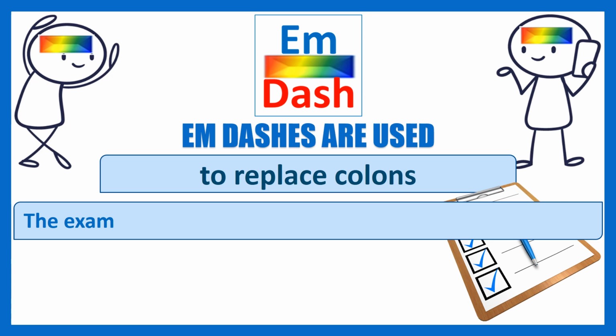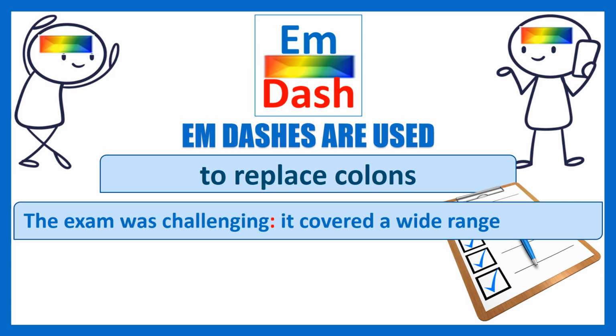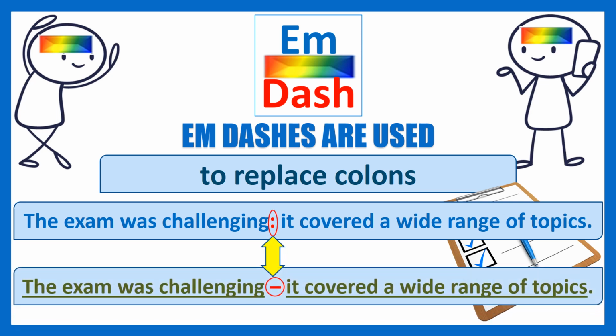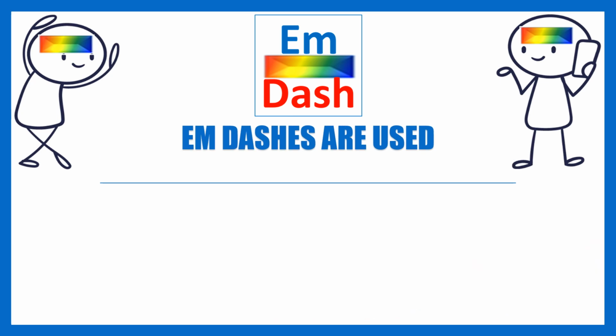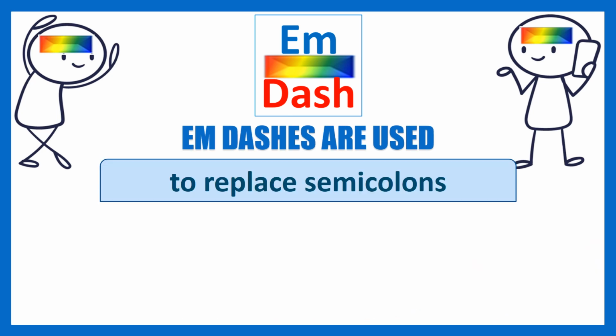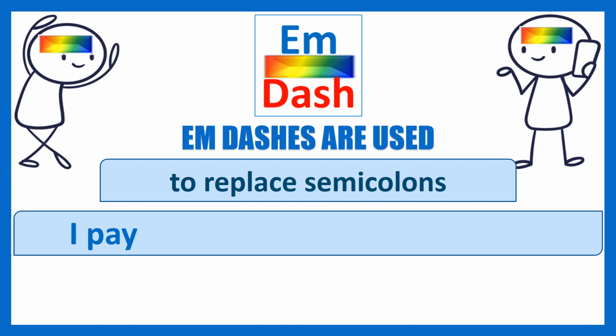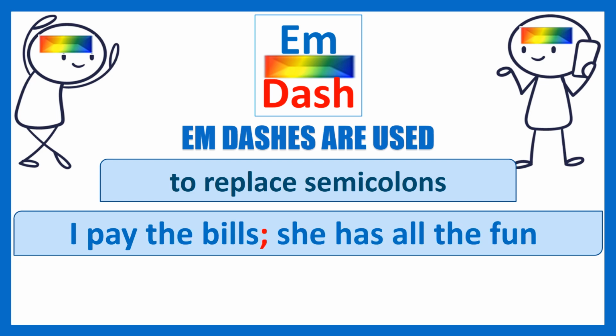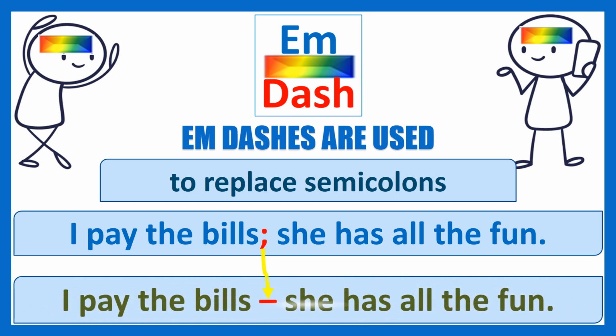M dashes are used to replace colons, for instance, the exam was challenging — it covered a wide range of topics. The dash replaces the colon as the second clause explains the first. M dashes are used to replace the semicolons. For example, I pay the bills — she has all the fun. The dash replaces the semicolon.